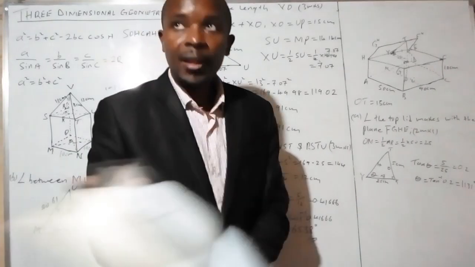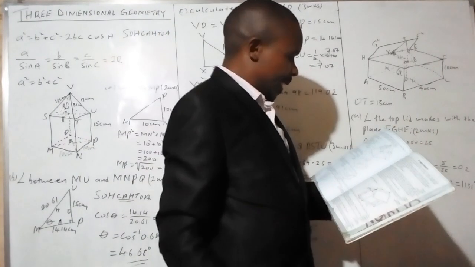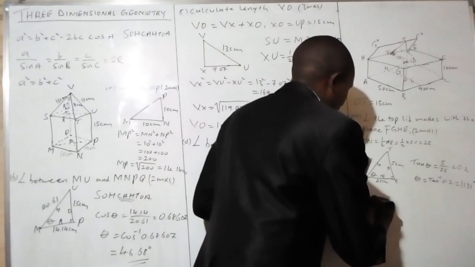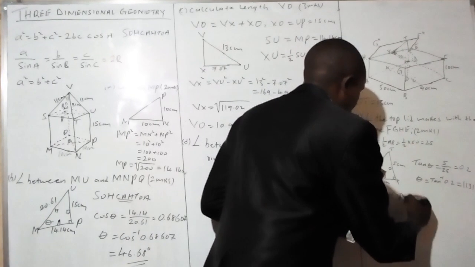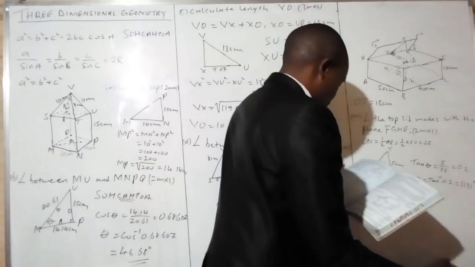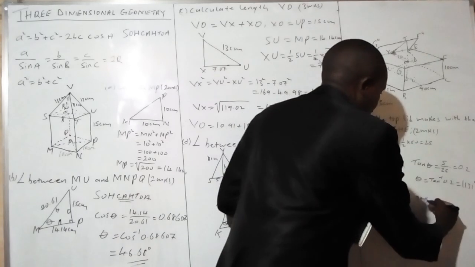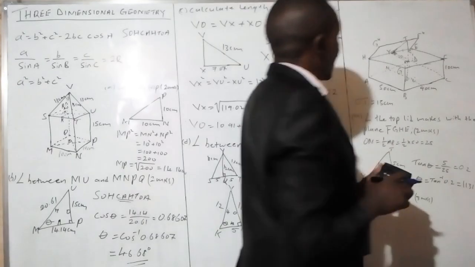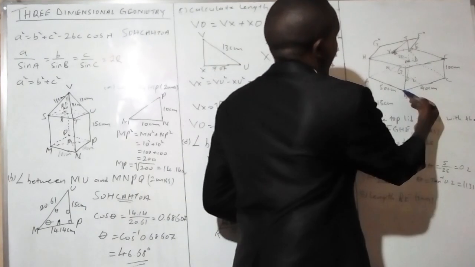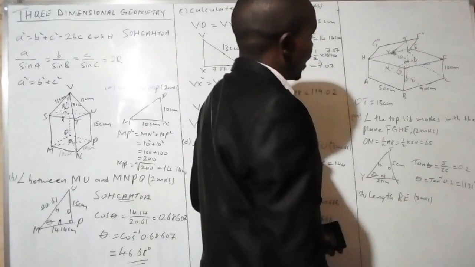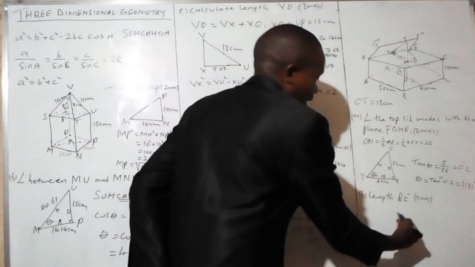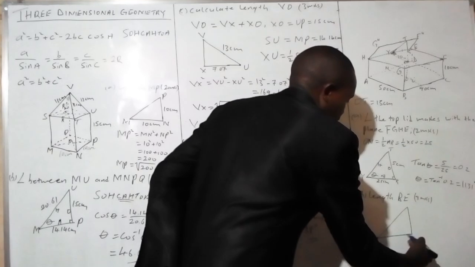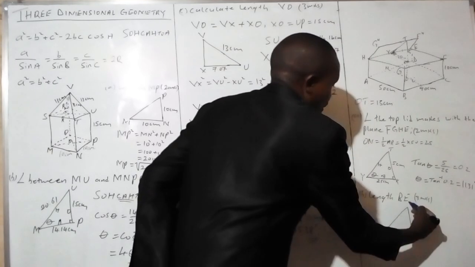Next, find the length BE, correct to 2 decimal places, 3 marks. Length BE. It's simple. We can extrapolate, BE will be like this. B is here, E is at the top. Then at the corner we are going to have D.